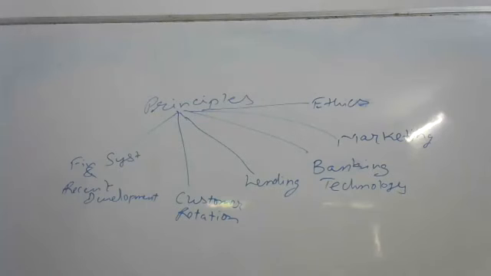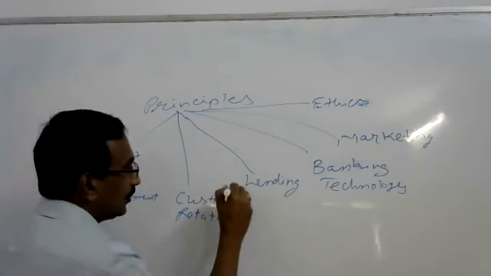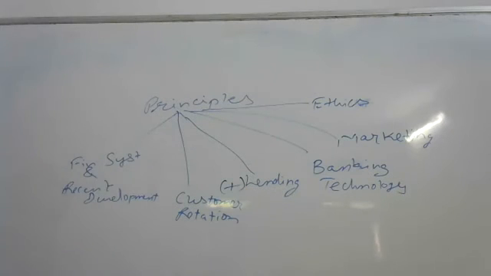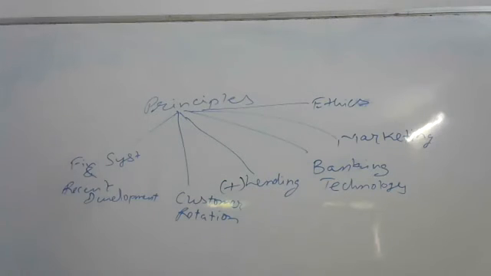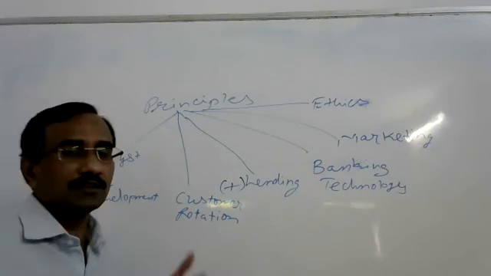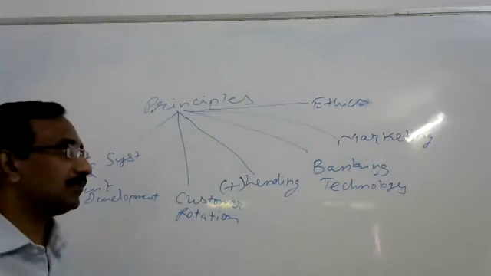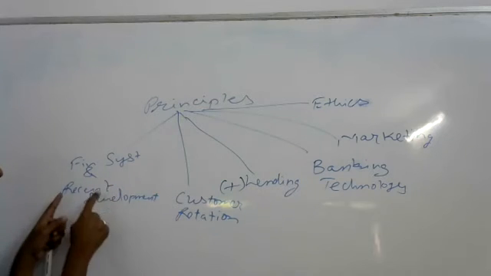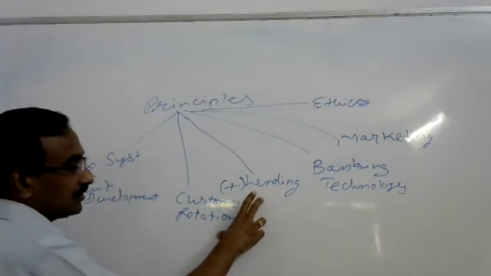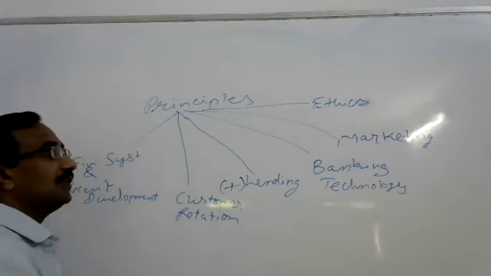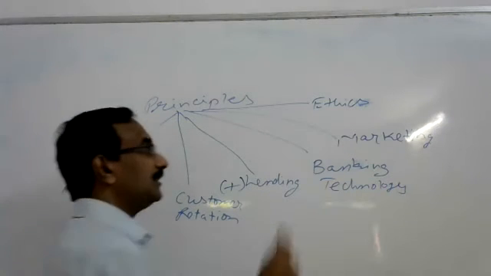So, if we look for it, you can club this module together, but for the purpose of convenience, I made it different. However, as per Macmillan or as per the course schedule given by IIBF, there are only 5 modules. Financial system, customer relation and lending, banking technology, marketing and ethics.